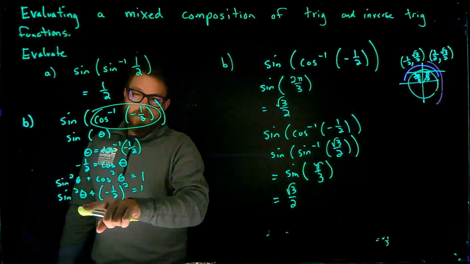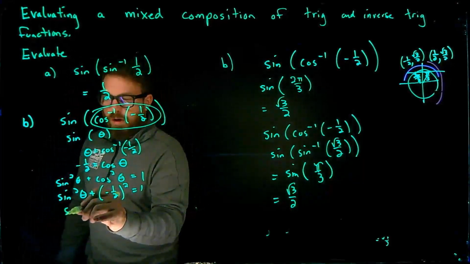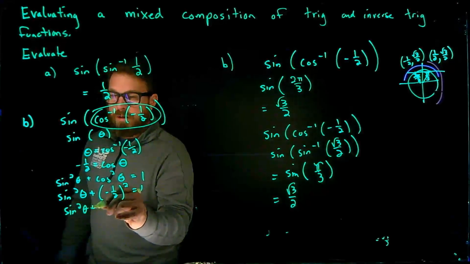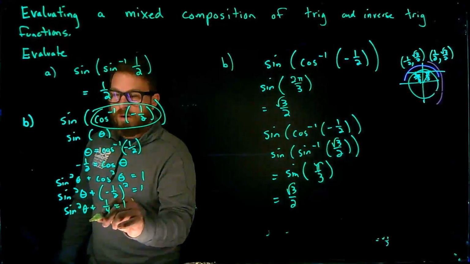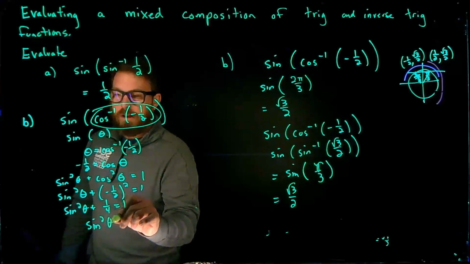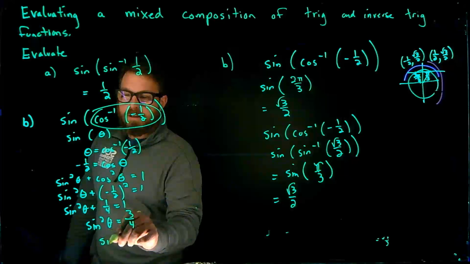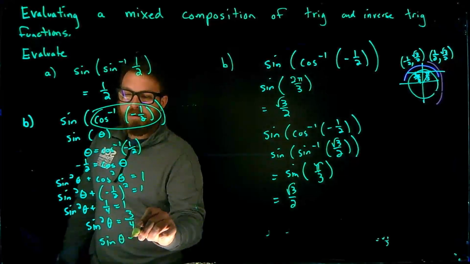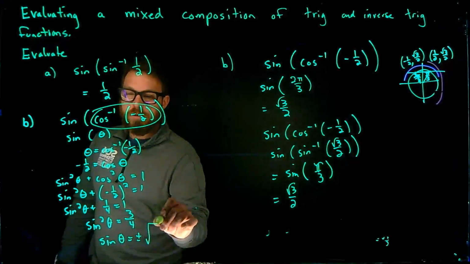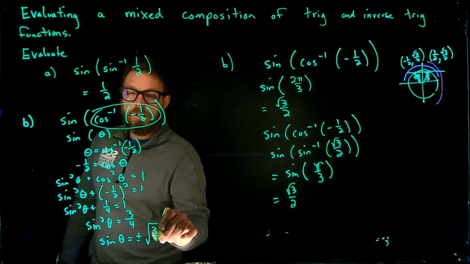Now I'm just going to isolate the sine. So first we square: the sine squared of theta plus 1/4 is equal to 1. So the sine squared of theta is going to be equal to 1 minus 1/4, which is 3/4. So finally, the sine of theta is going to be equal to plus or minus the square root of 3 over 4.